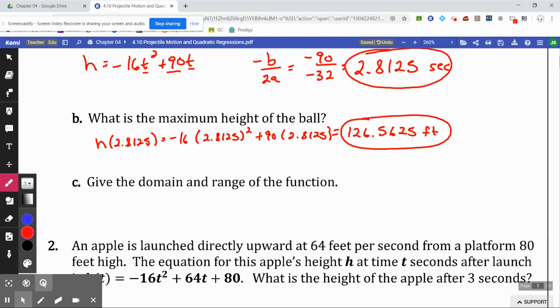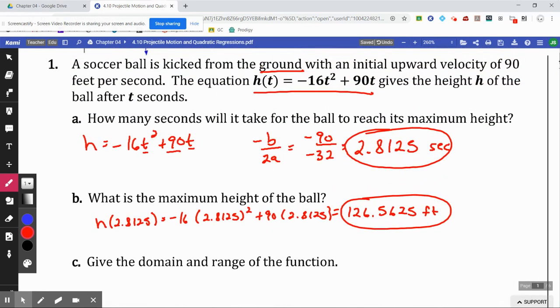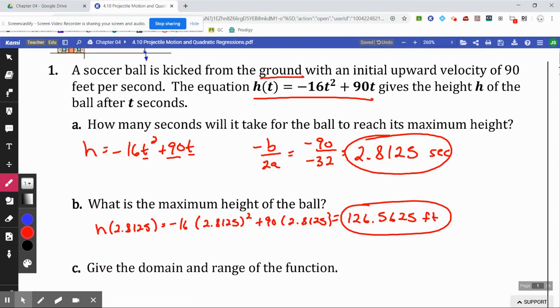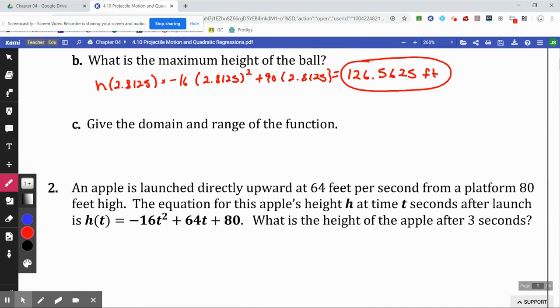Now here is a great example of domain and range and why it would be important. Think about this. The domain would be the amount of time. This soccer ball is kicked from the ground, goes up, and then comes down and hits the ground. Your domain is just from the time when it's kicked to the time when it lands.